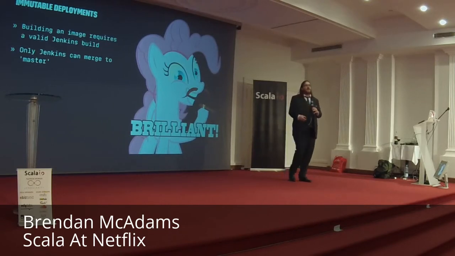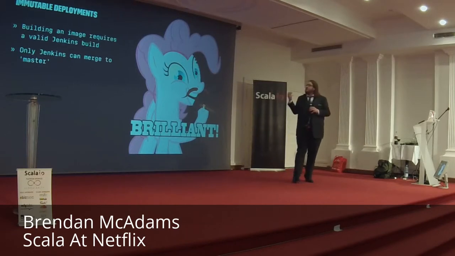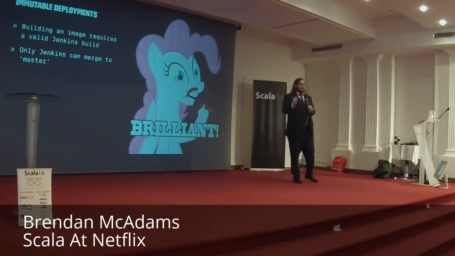So building an image, this is the great part, requires a valid Jenkins build. And this is part of that whole CI process that really makes immutability wonderful, which is that only Jenkins can merge to master. I actually forgot about this last night. I had rechecked everything out on my personal laptop before I left, and I did several check-ins, and I went to push. Why am I getting this error message? Because I was not allowed to push to master.